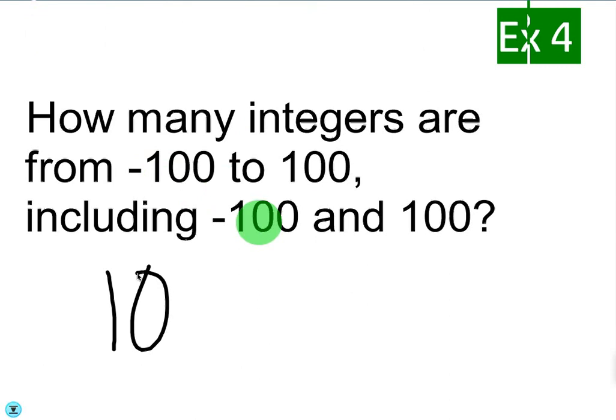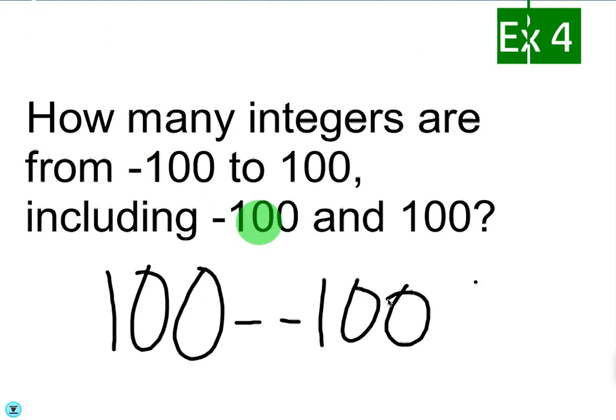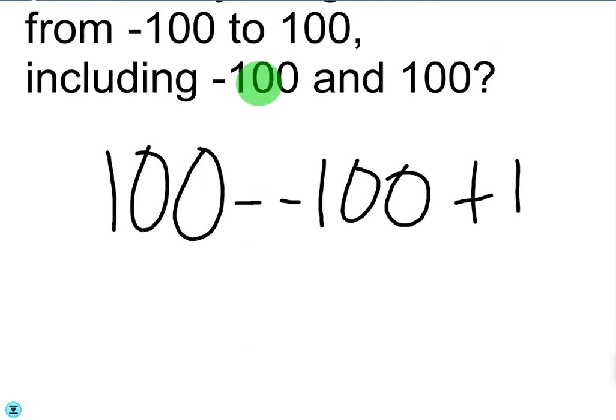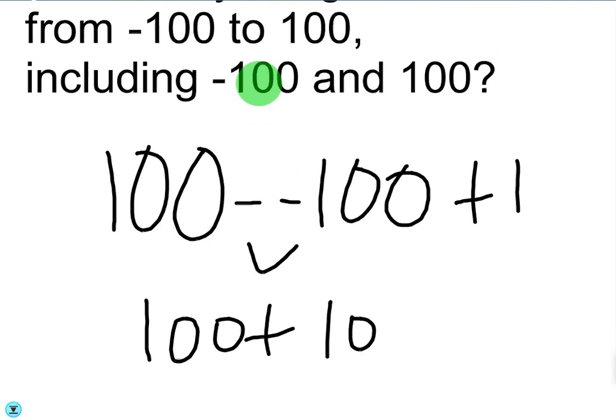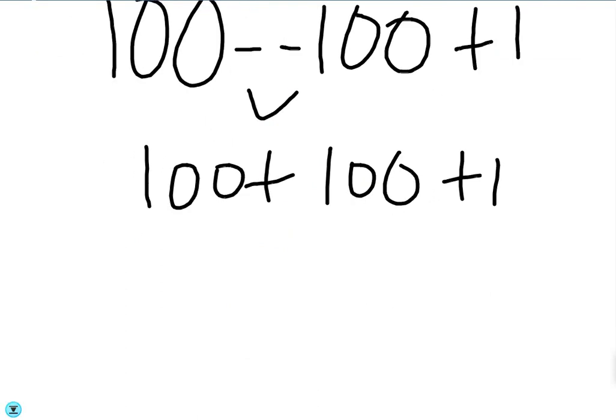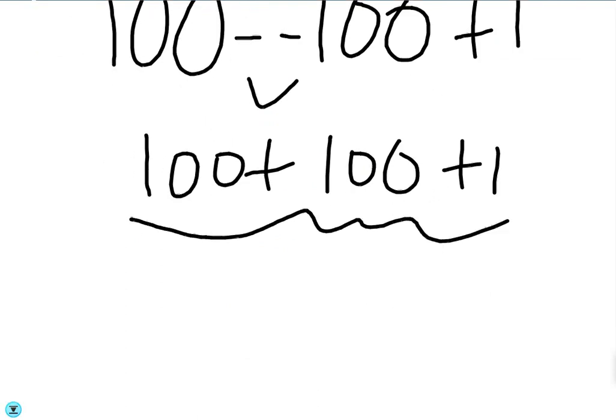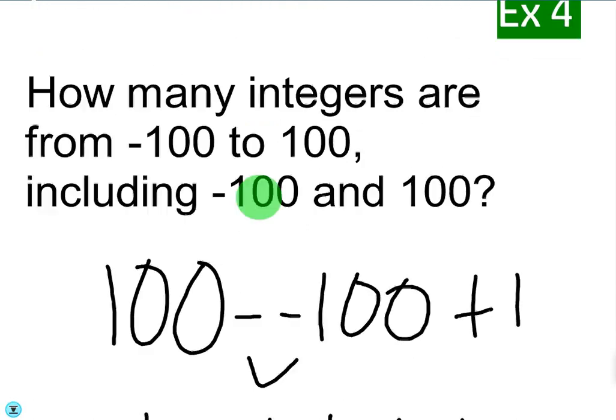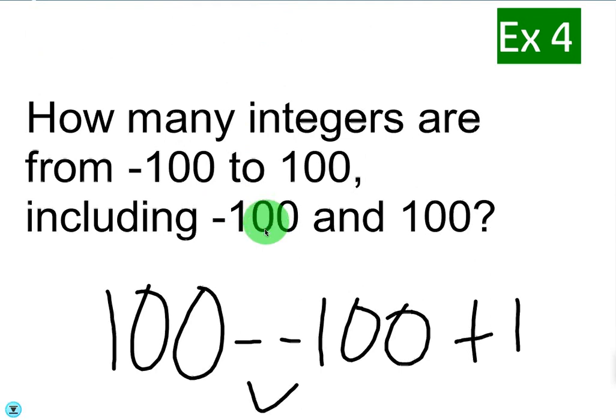but if we plug into the formula, which is very simple, we're going to do the bigger number minus the smaller, and then we're going to add 1 to that. That's going to become a plus, so it's going to be 100 plus 100 plus 1. We can add all three of those together, it's no problem. 100 plus 100 is 200, plus 1 is 201. So there are 201 numbers from negative 100 up to and including 100.